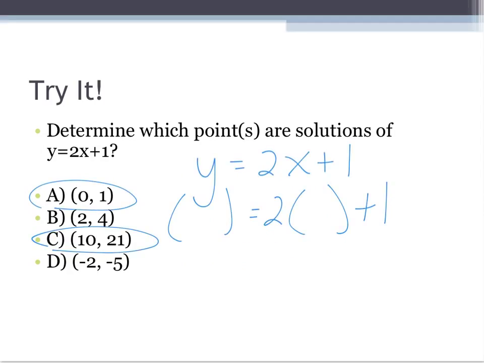For the last one, we'll put a negative 2 in for x and a negative 5 in for y. And as you can see, negative 5 equals negative 4 plus 1. That is not true. So D is not a solution. So our solutions are point A, (0, 1), and point C, (10, 21). Both of those are solutions to our equation.